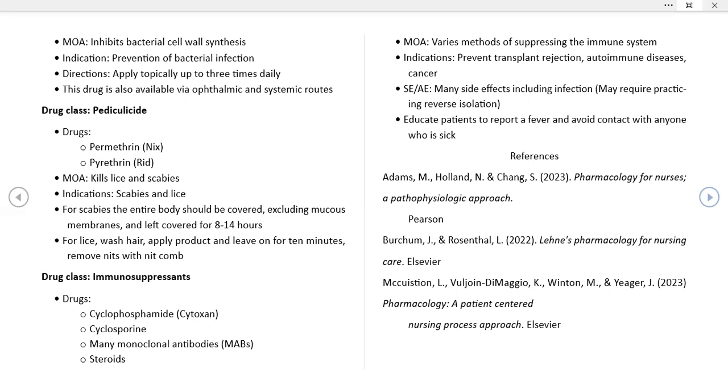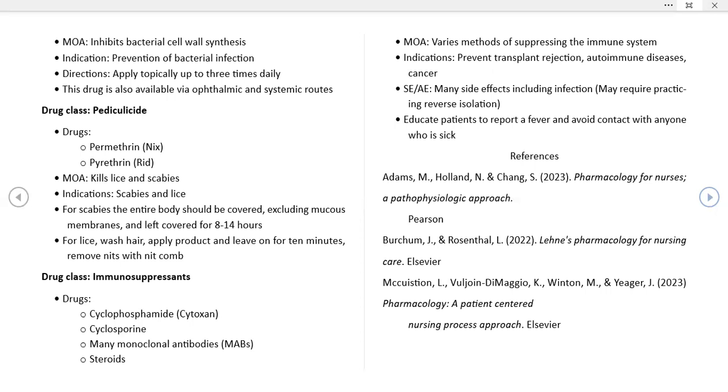These medications kill lice and scabies. For scabies, you cover the entire body except the mucous membranes, and you leave it there for 8 to 14 hours. For lice, you wash the hair, the area of hair that is affected with lice. You apply the medication, you leave it there for 10 minutes, and then you pull it out. Hopefully by then it killed off all the lice, and then you just have to use that special comb to make sure you're getting every one of the nits that are left in the hairs.